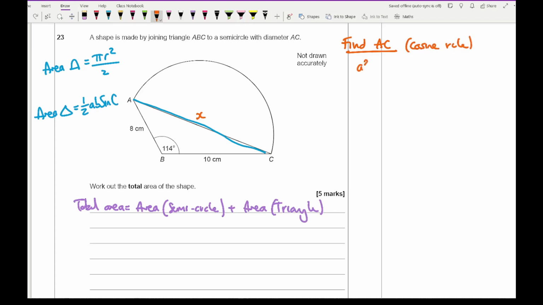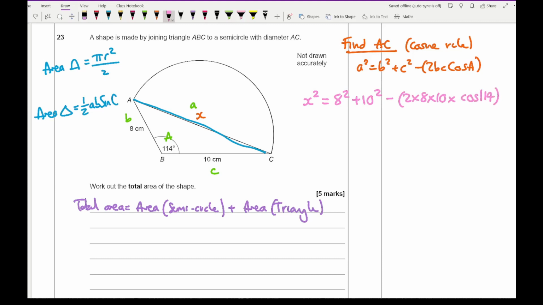So the cosine rule is a squared equals b squared plus c squared minus 2bc cos A. So labelling the sides up, I get a equals x, this is capital A, that's B, and that's C. It doesn't matter if you've labelled BC the other way around, it doesn't really make a difference. So here we get x squared equals 8 squared plus 10 squared minus 2 times 8 times 10 times cos of 114.